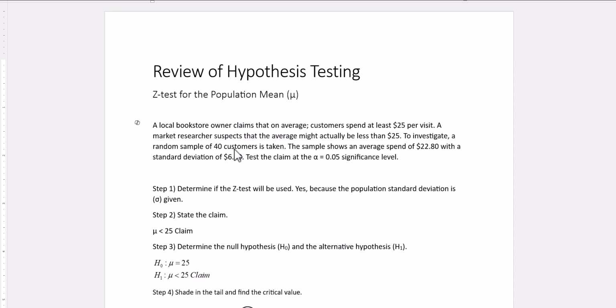A local bookstore owner claims that on average, customers spend at least $25 per visit. A market researcher suspects that the average might actually be less than $25. To investigate, a random sample of 40 customers is taken. The sample shows on average, customers spend $22.80 with a standard deviation of $6.50. Test the claim at alpha 0.05.